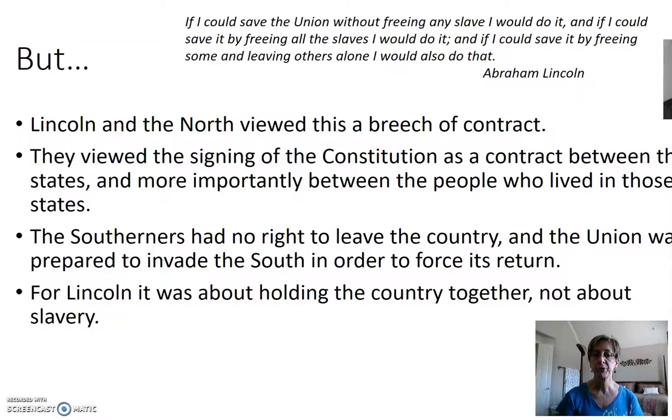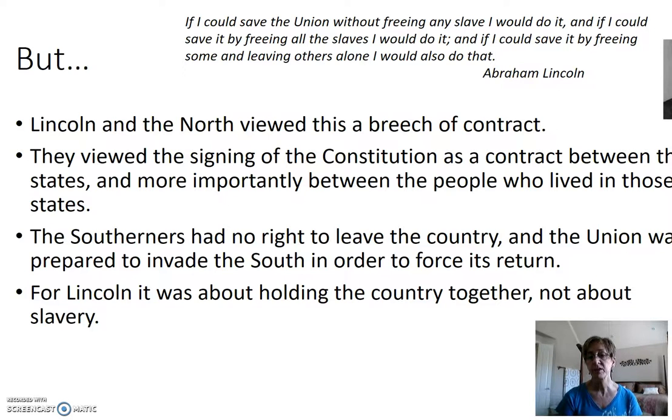Lincoln and people in the North view the South's leaving as a breach of contract. They view the signing of the Constitution at the very, very beginning of the country as a contract between the states, that they're going to stay together and function as a country. And when you decide you're going to leave, that's a breach of contract. And so the rest of them have a duty and an obligation and certainly a legal right to go drag you back into being part of the country. So that is how Lincoln in the North view it.